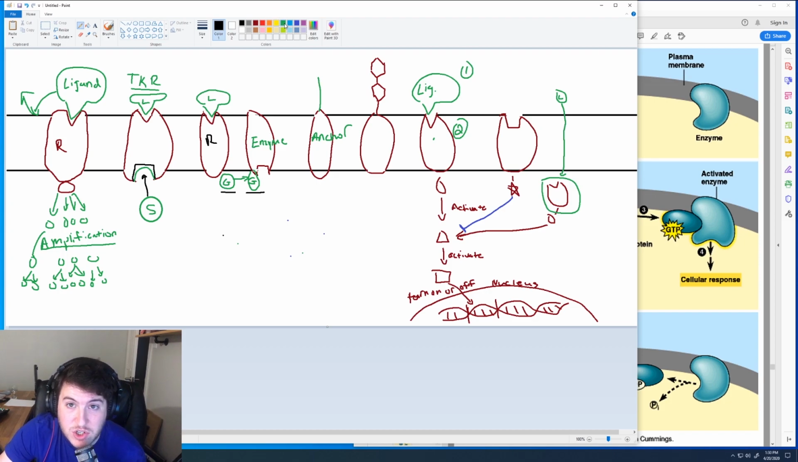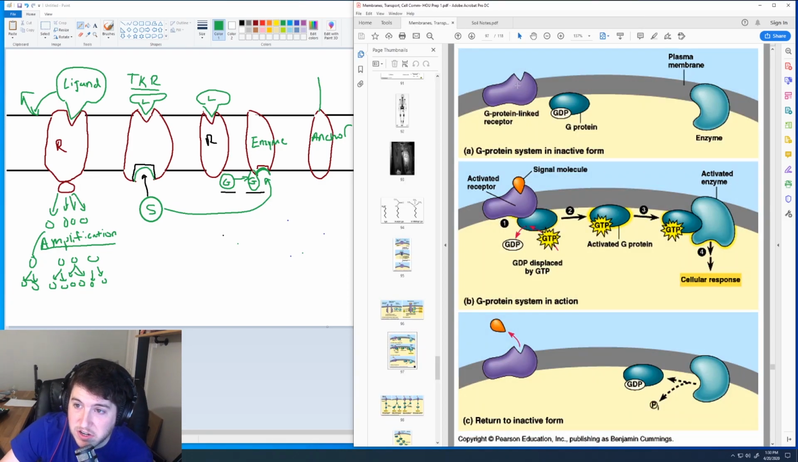It's going to change the active site of this enzyme from being a square to now a circle, and now this enzyme is active and it can bind to our substrate. Okay, so we can see here this is our receptor protein. Our signal binds to it. Our G protein activates and is going to slide over to then activate our enzyme. And when the enzyme is activated, our cellular response is the enzyme does whatever reaction the enzyme's trying to do.